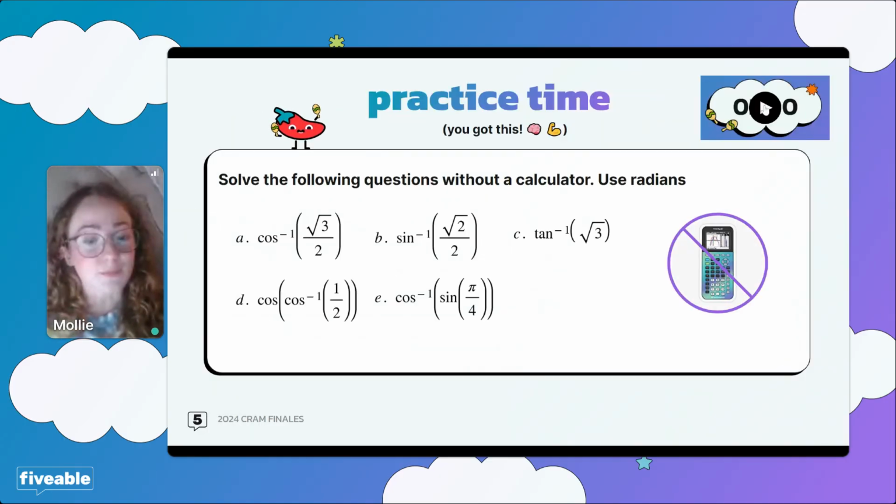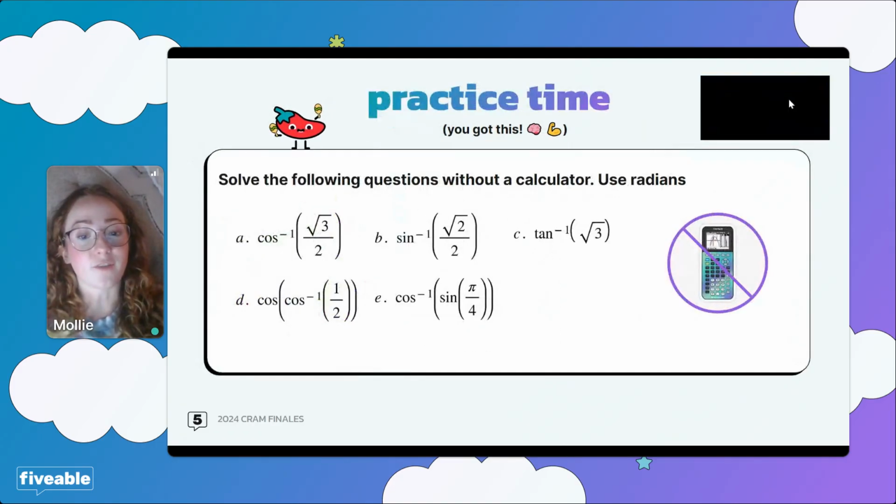So we have a little practice problem for you here. Go ahead and try to solve these inverse trig functions without using your calculator. Just remember the different inputs and outputs that your inverse trig function will have.